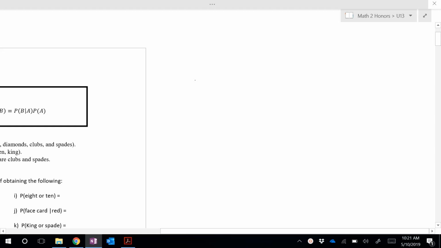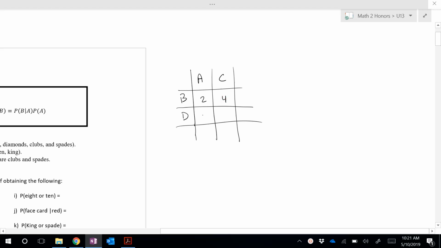So first scenario here, I'll say A, C, B, and D, and let's get some values here. So 2, 4, 5, and 9, and get the totals. 7, 13, 20, 6, and 14, right? Okay.